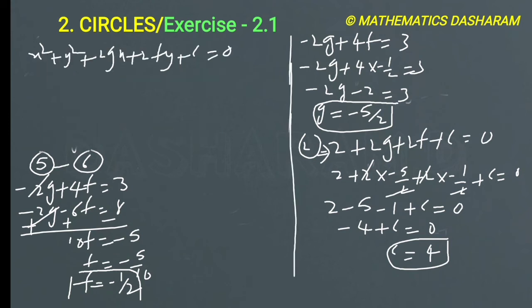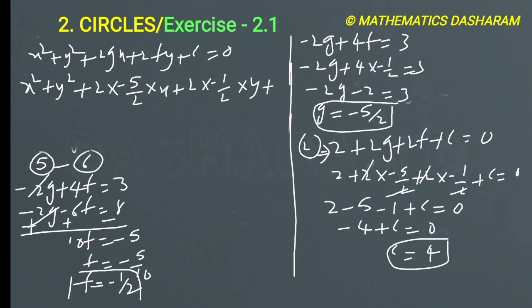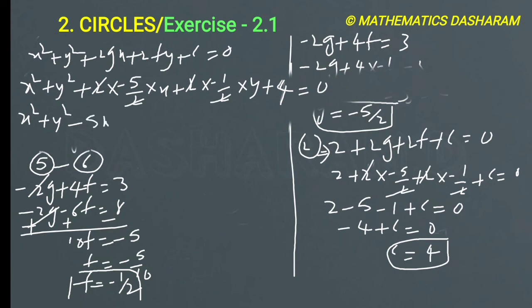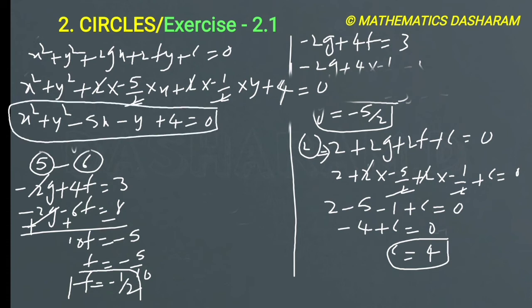So here is the equation 1. So x square plus y square plus 2g, g value is minus 5 by 2, into x. Next 2 into f value, minus 1 by 2, into y, and c value is 4, equals to 0. So here 2 cancel, then x square plus y square minus 5x minus y plus 4 equals to 0 is our required equation of a circle.